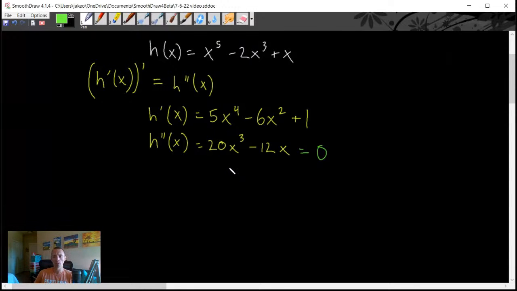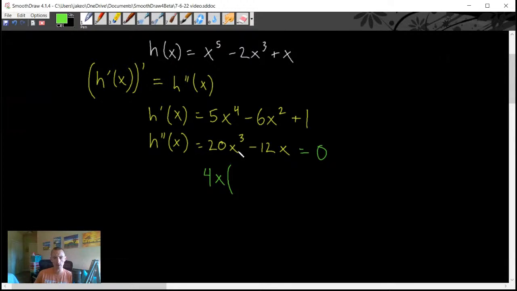So in other words, look for any sort of term that these two things have in common, the 20x cubed and the minus 12x. What do they have in common? Or in other words, what are they both divisible by? Well, they're both divisible by 4, and they're both divisible by x. Okay, so we can basically factor out a 4x out of the left side of our equation here.